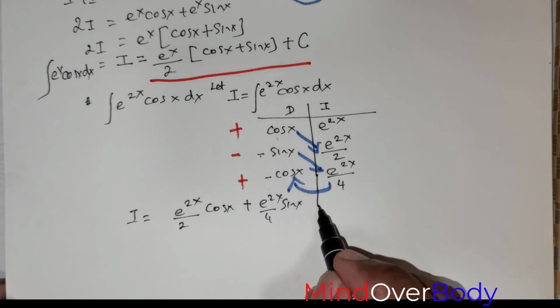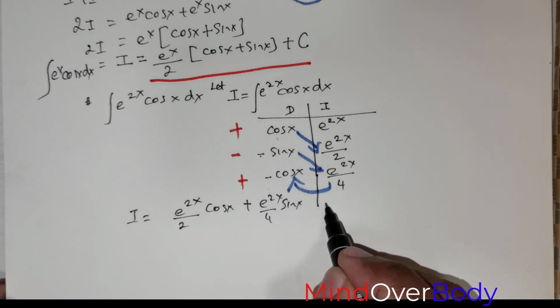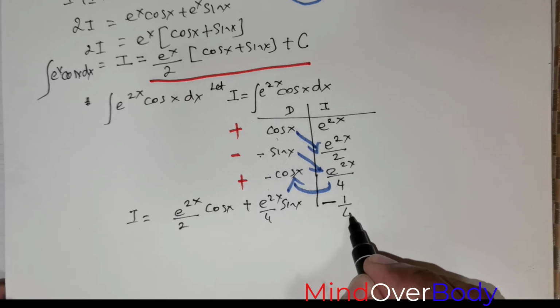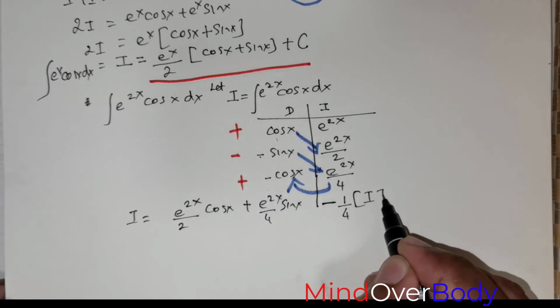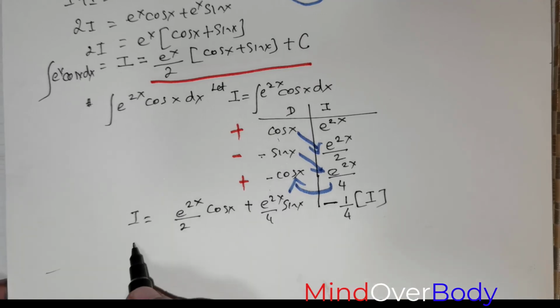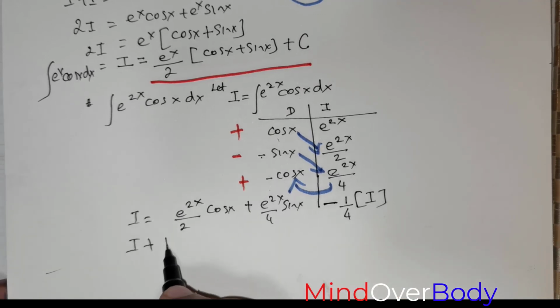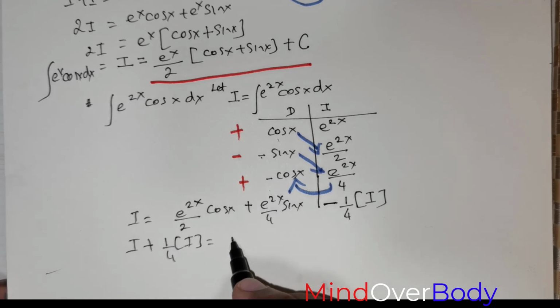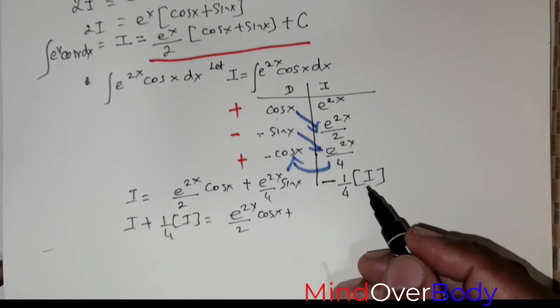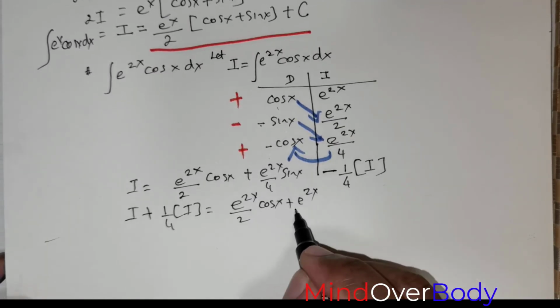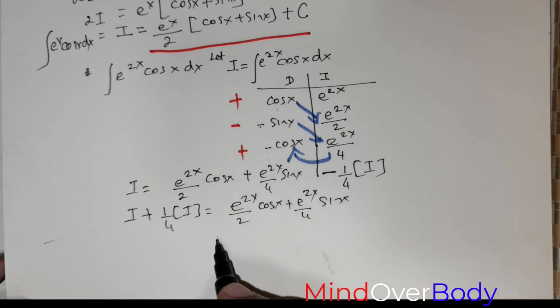The only issue that we have got is this 4. So I would place a negative sign followed by that 1 over 4 times I. So I will push this to the left. So it's going to be I positive 1 over 4 times I is equal to e raised to the power of 2x over 2 times cos x positive e raised to the power of 2x over 4 times sin x.